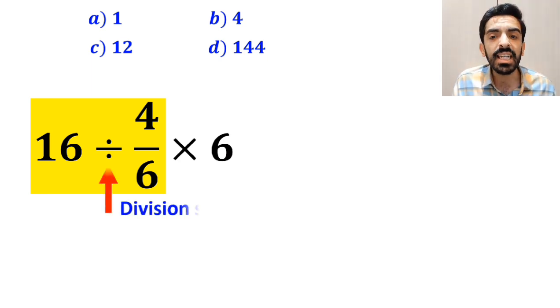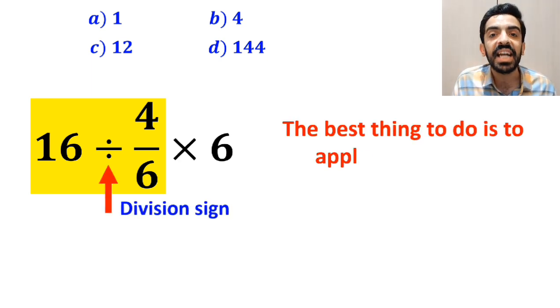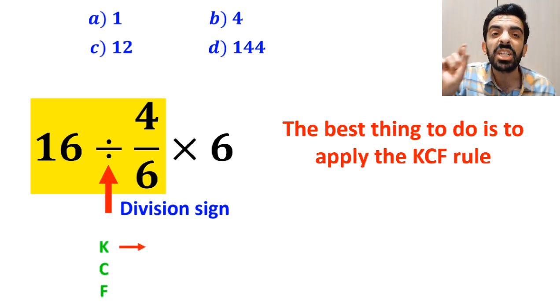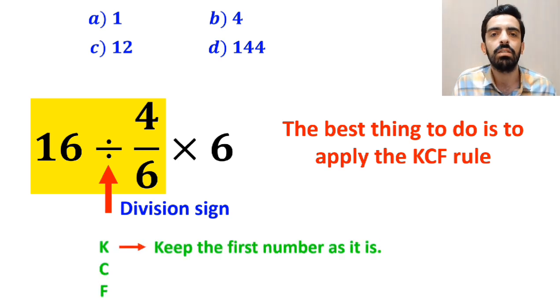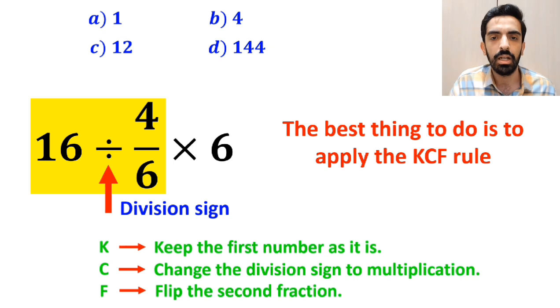Okay, whenever we see a division sign between two terms, the best thing to do is to apply the KCF rule. In this rule, K stands for keep the first number as it is. C stands for change the division sign to multiplication. And F stands for flip the second fraction.